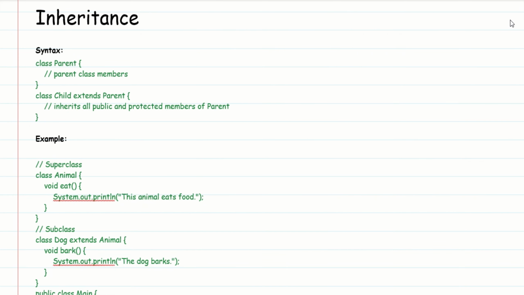Inheritance is one of the core concepts of object-oriented programming in Java. It allows a class that is a child or subclass to inherit properties and behavior, that is fields and methods, from another class, that is a parent or superclass. So it helps in code reusability.